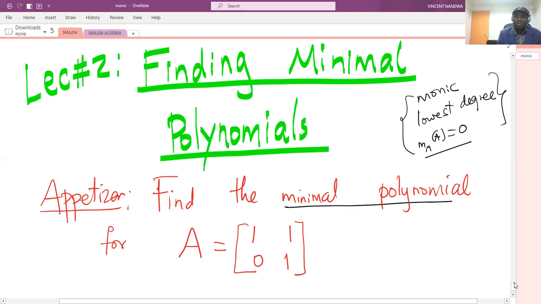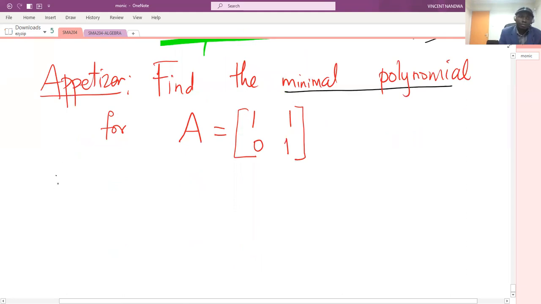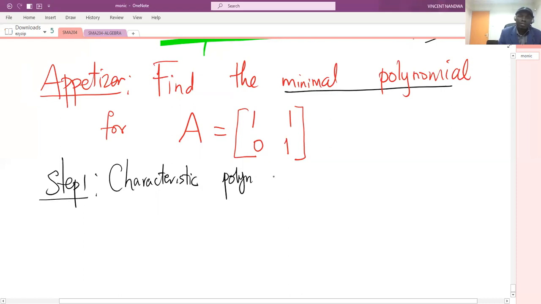So let's describe how we find all these properties that specify the minimal polynomial for this specific matrix. Step 1: find the characteristic polynomial. Remember, the characteristic polynomial is given by the determinant of lambda I minus A.